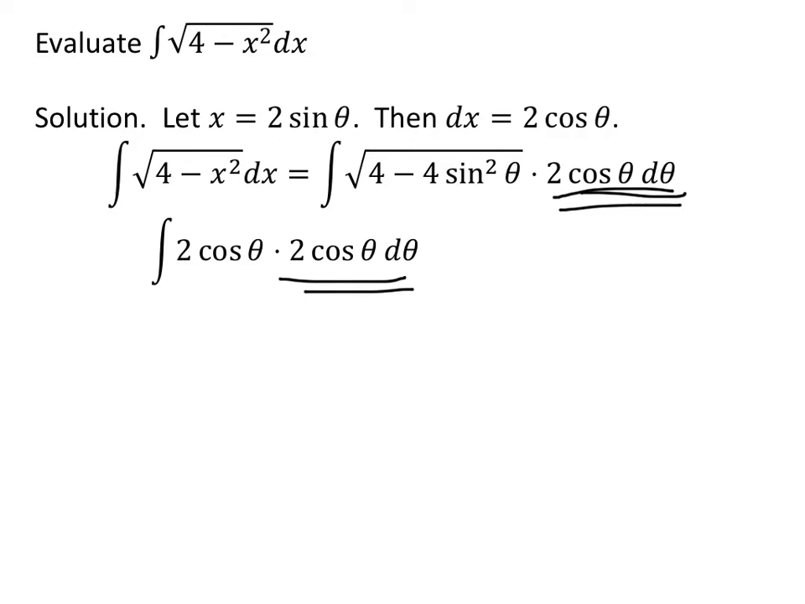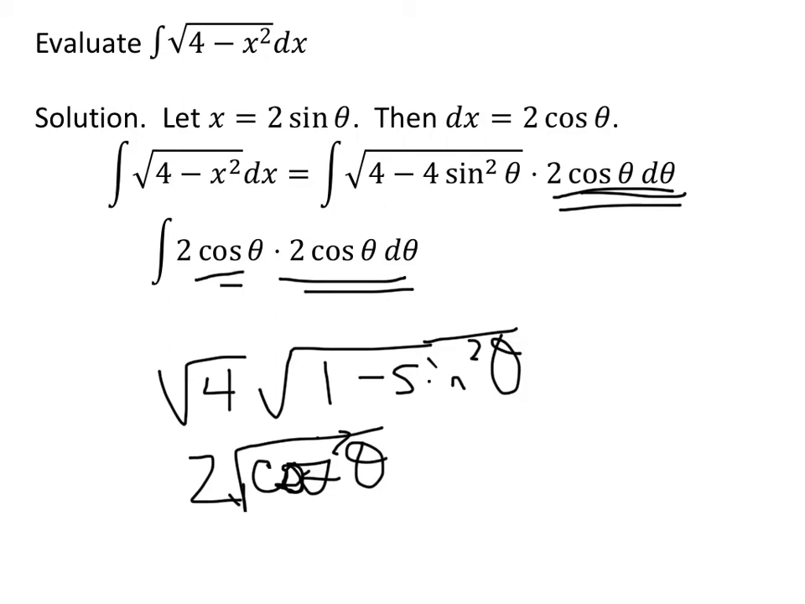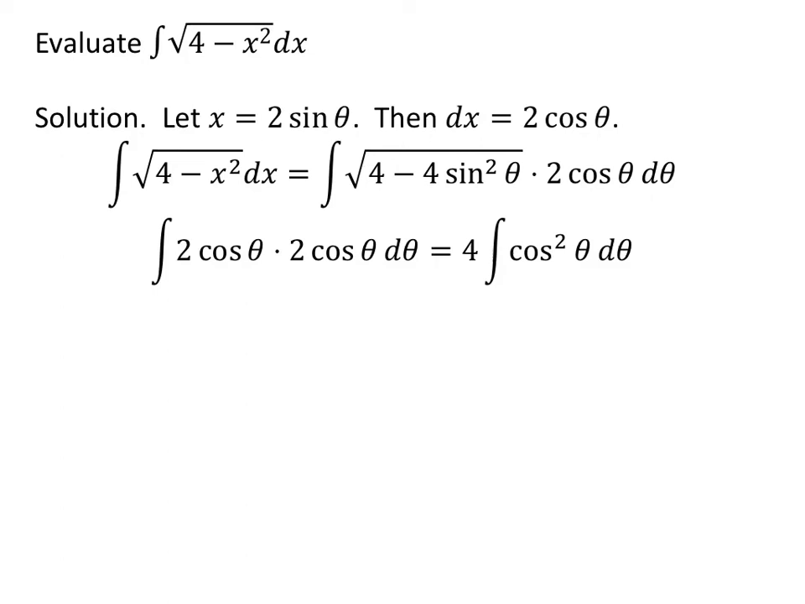And what we did, as I said before, we pulled out the 4. We've got square root of 1 minus sine squared of theta. But 1 minus sine squared is the cosine squared. Whoops. But it would be under the square root, and when I take the square root, that's where this extra cosine comes from. If I simplify, that is 4 times the cosine squared of theta.